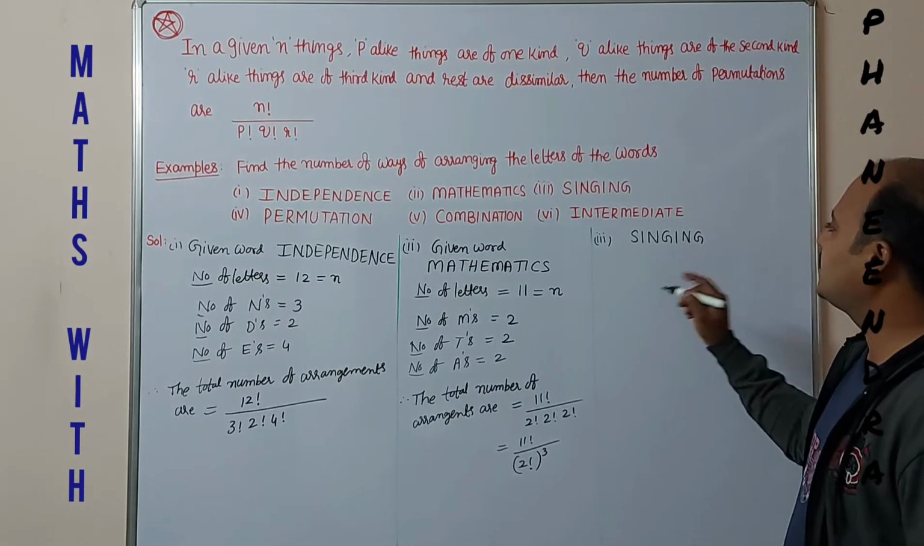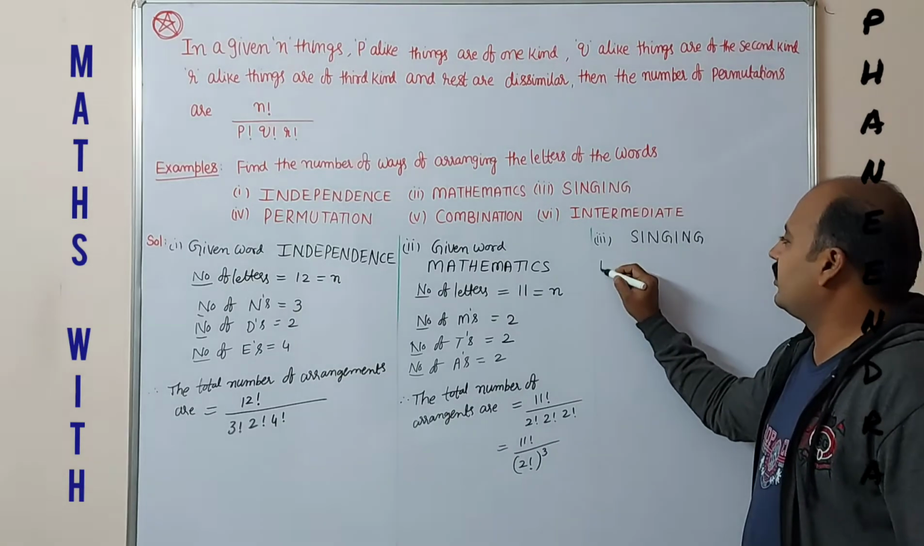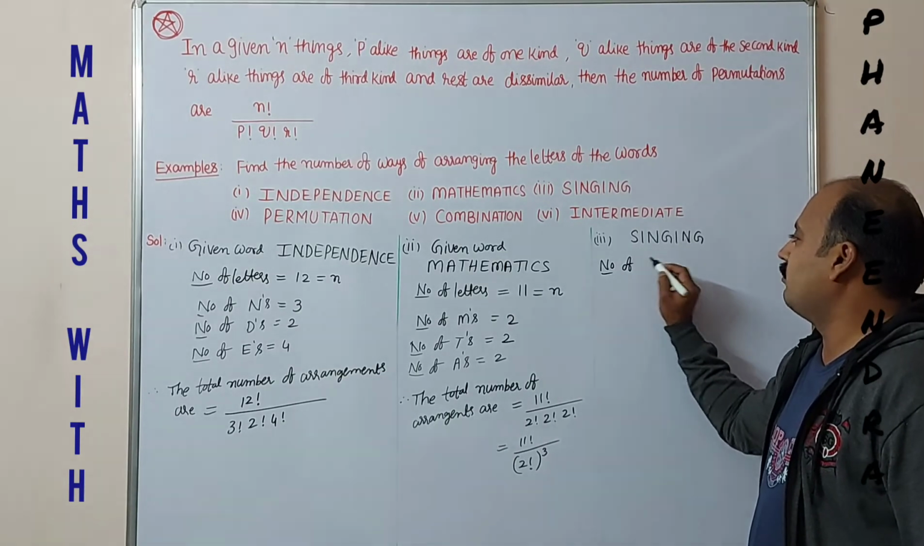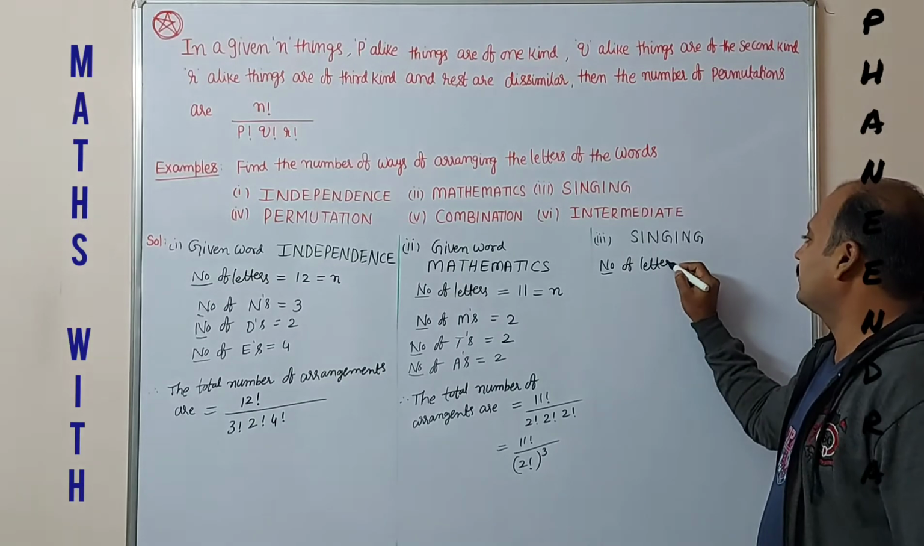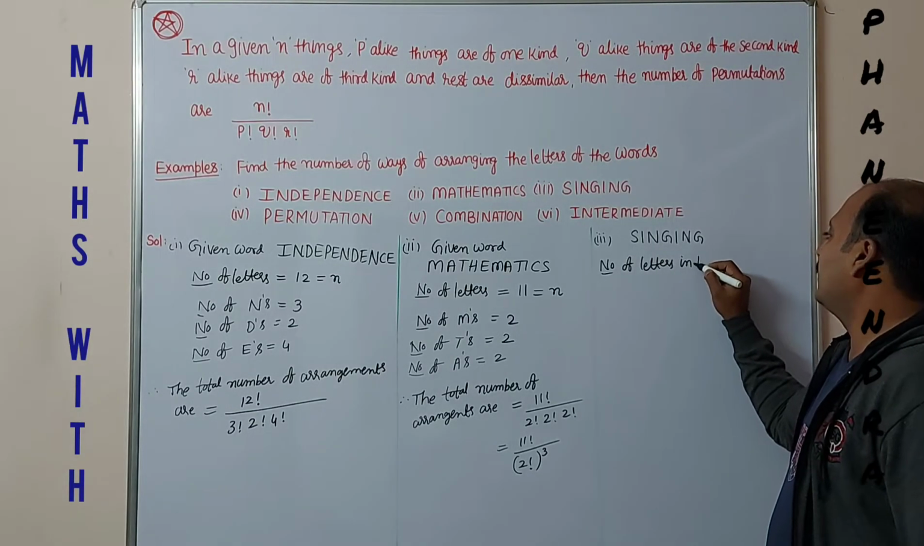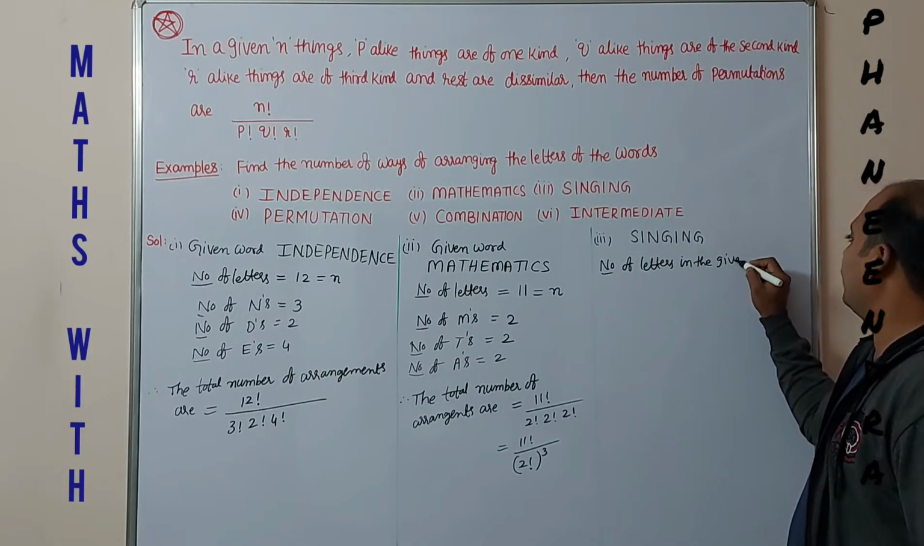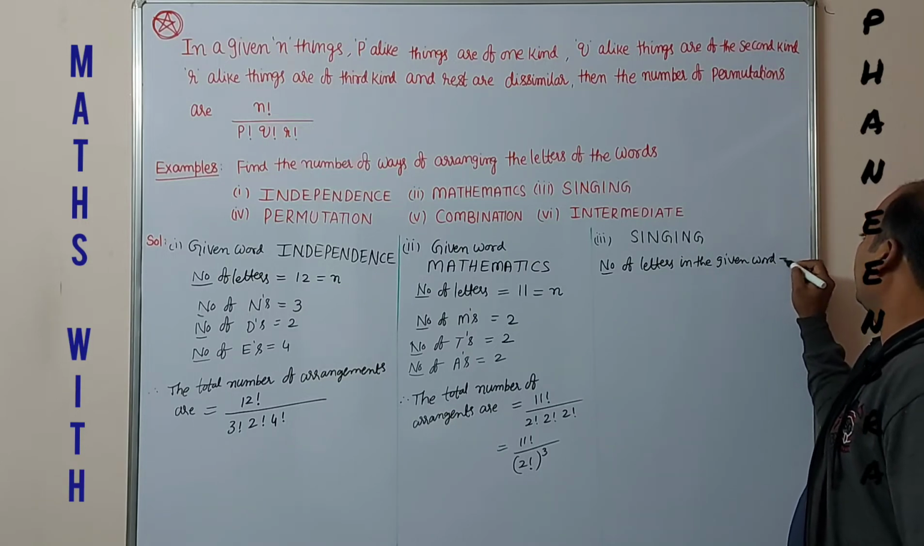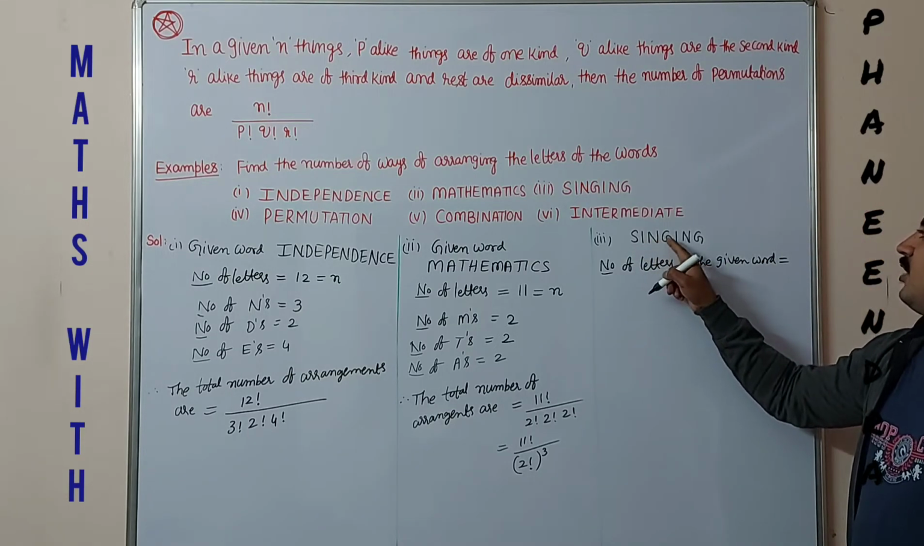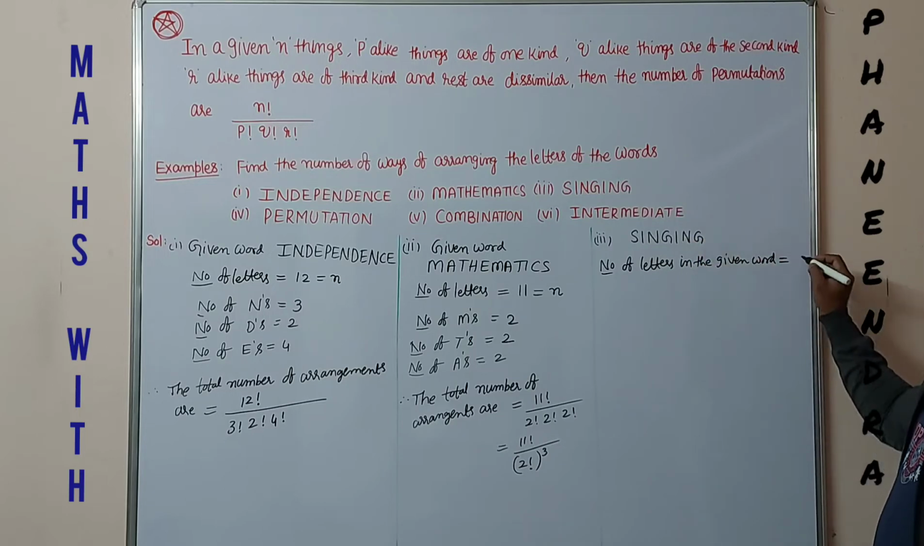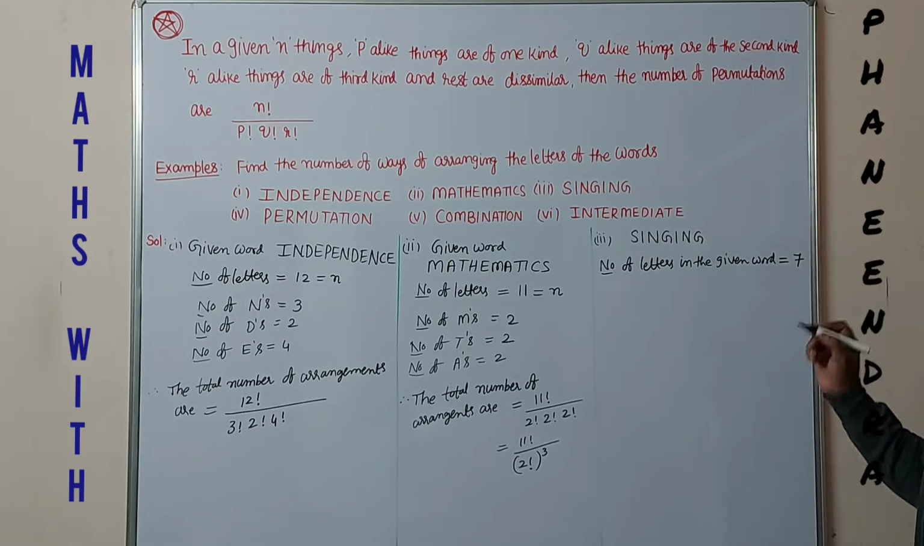Given word, it consists of how many letters? The number of letters in the word, in the given word particularly. So 1, 2, 3, 4, 5, 6, 7. So n is equal to 7.